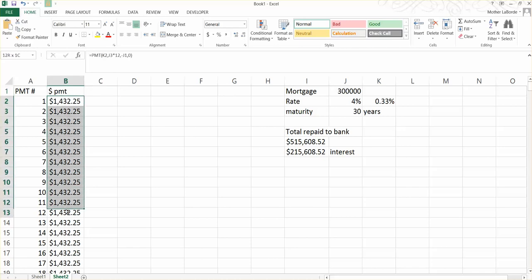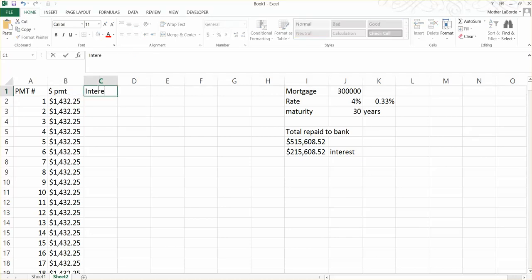Every payment that I make, a portion of it represents interest, and a portion of it goes to repay the 300,000 that I borrowed. So that's actually what amortization is, breaking each payment down into what portion is interest and what portion is principal. So I want to do that now.